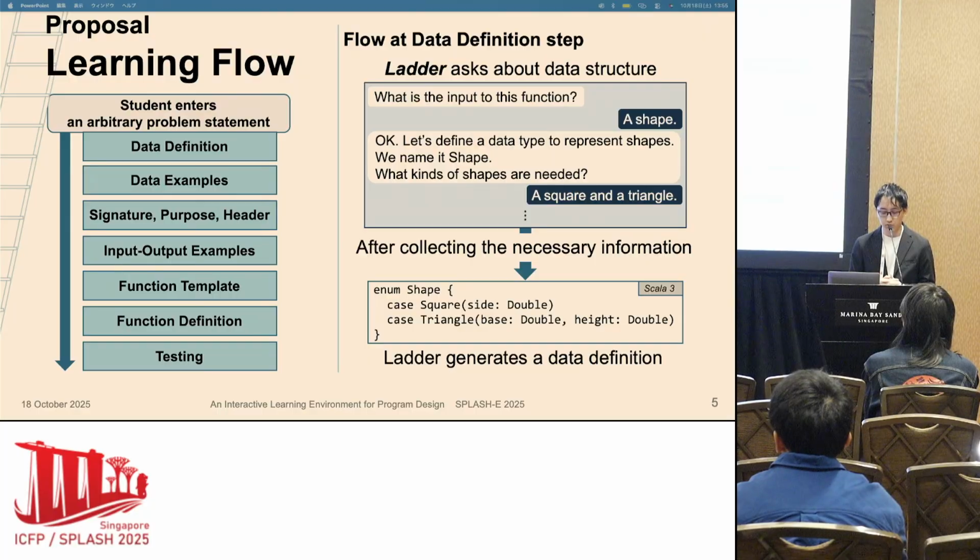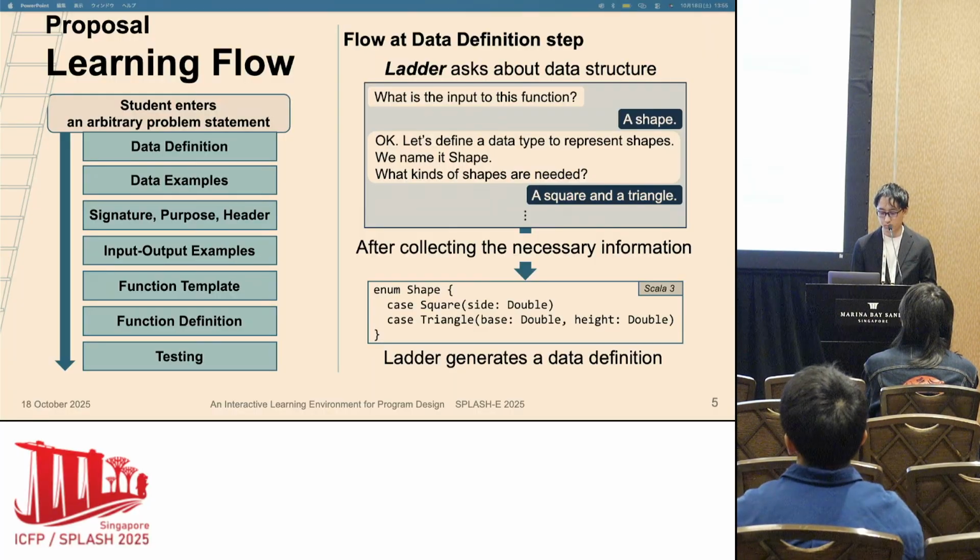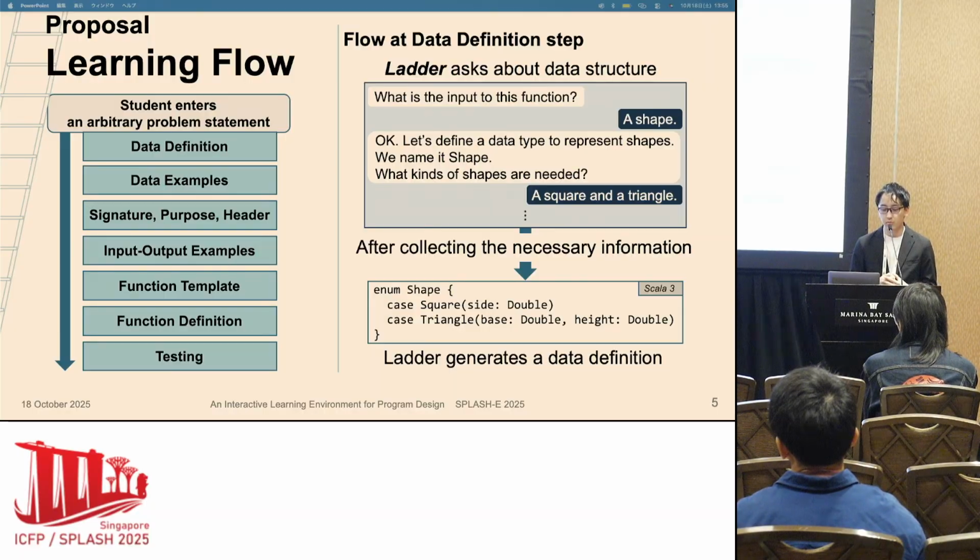students' responses and shows it in the code preview area, like this. As you can see, Ladder automatically generates the type name, shape, and the constructor names, square and triangle. The student repeats this process through to the testing step. So far, we have implemented all the steps except the testing step.